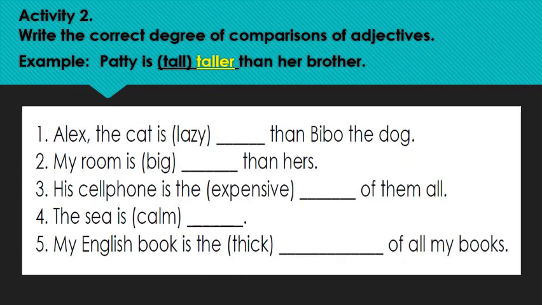Activity 2. I want you to write the correct degree of comparisons of adjectives. Example, Patty is tall. The correct answer is taller than her brother. Number 2. Alex, the cat, is blank than Bibo, the dog.